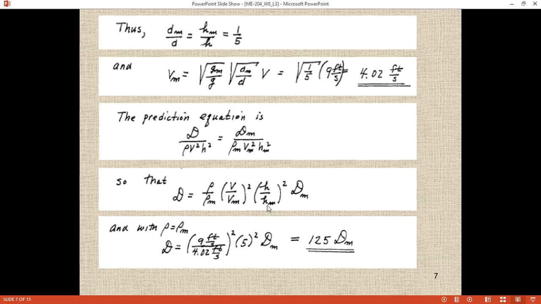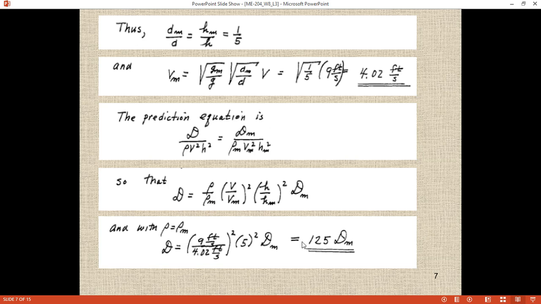Basically hm over h was 1 over 5, so here h over hm is definitely going to be the reverse, equal to 5, that is 5 over 1. So this ratio will be 5 over 1. This we know is 9, and this we have calculated as 4.02. And since in both cases we are using water, the density of the water will be the same and they are going to cancel each other.